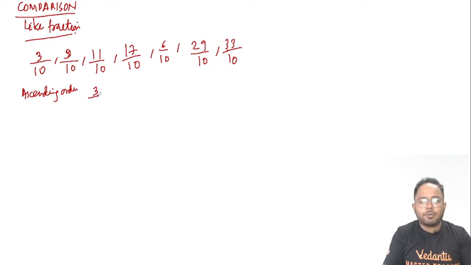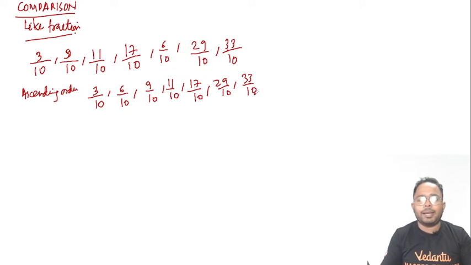So let's say if I write in ascending order, first of all I will get 3/10, the smallest. Then after 3 comes 6/10, then 9/10, then 11/10, then 17/10, then 29/10, and the highest one would be 33/10. So if we have like fractions, it is very easy to determine just by looking at the numerator part. Whatever the numerator is, the greatest one becomes the greatest fraction.